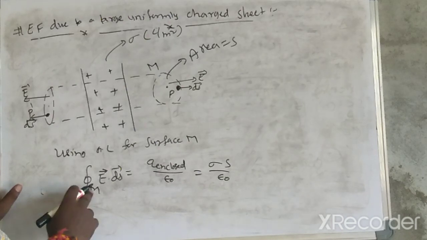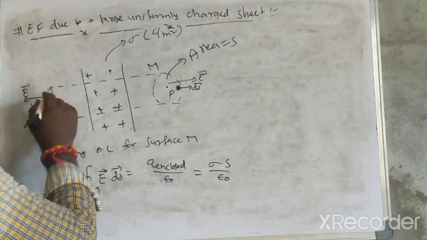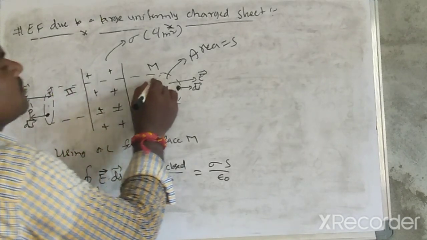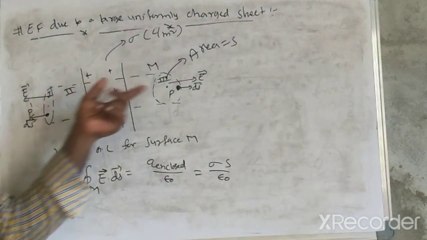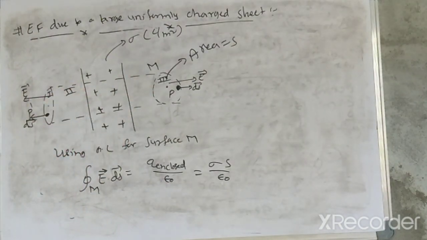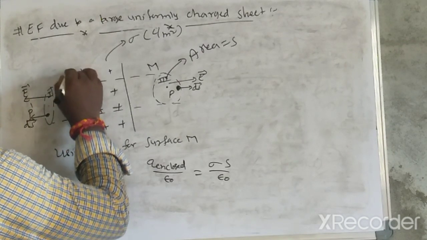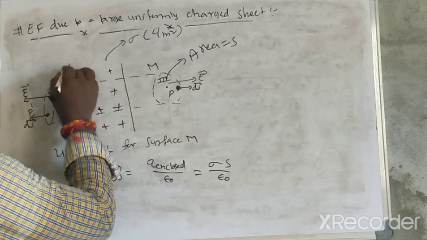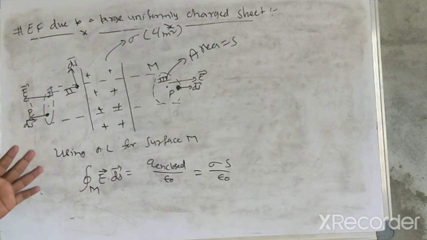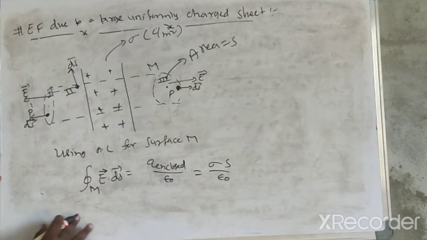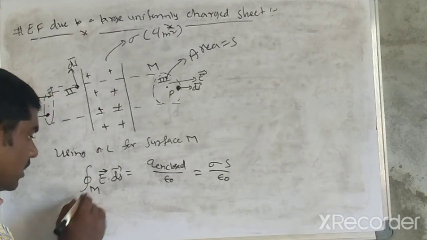Here also the total is electric field into ds. Here also there are 3 regions: this is the first region, this is the second region, this is the third region. So 1 and 3 are circular surfaces and 2 is the lateral surface. Here the electric field direction and the ds direction are opposite, so for the second surface the net electric field is equal to 0.